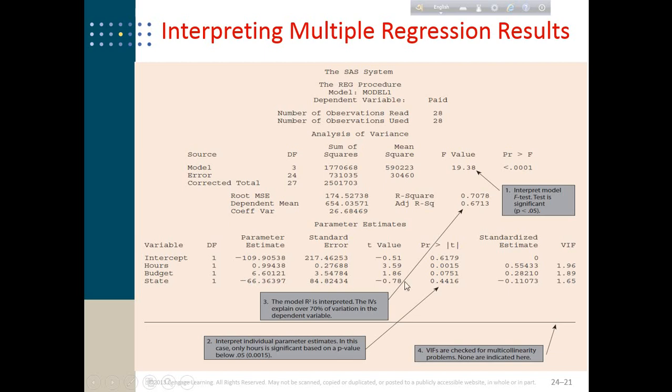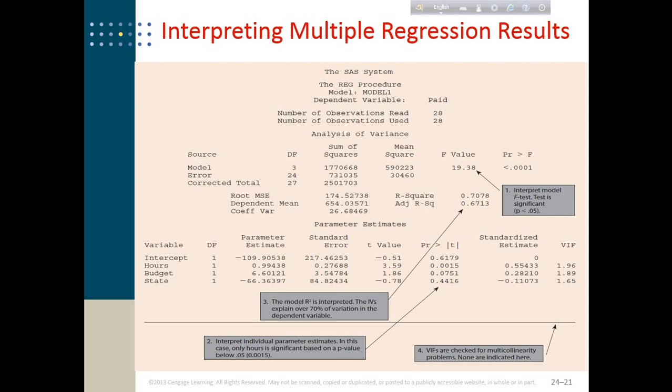Now, strength of relationship will be indicated by their corresponding p-value. For example, if you look at the p-values for hours, budget, and state, you can see that only the hours p-value is less than the significance level. That's 0.05. So it's 0.0015, which is less than 0.05. It means that among these three variables, only hours has a significant impact on the dependent variable. And if you look at VIF, it's 1.96, 1.89, and 1.65. So they are less than 10. So these variables are not correlated. That means there is no multicollinearity problem.